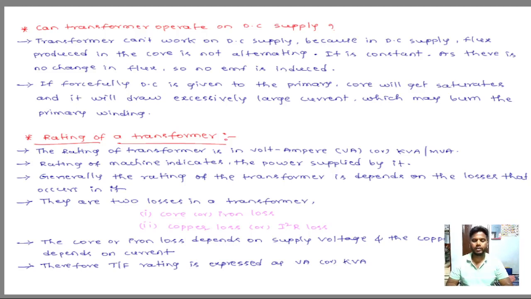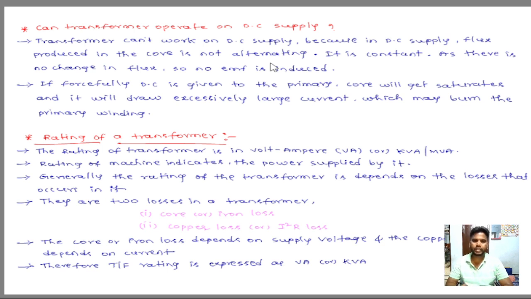Hello everyone. In this video, I am going to discuss why the transformer cannot work on DC supply and why the rating of the transformer is measured in volt amperes. Suppose the DC supply is given to the primary winding of a transformer. Because of this DC supply, a flux is set up in the transformer core, and the flux is not alternating. We only get DC flux, constant flux, in the transformer core.